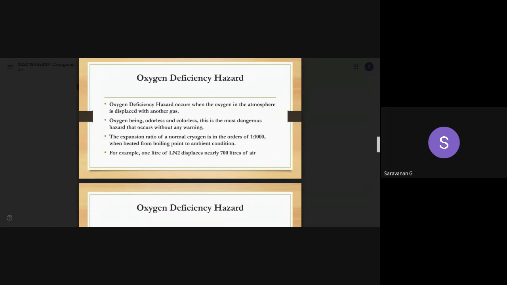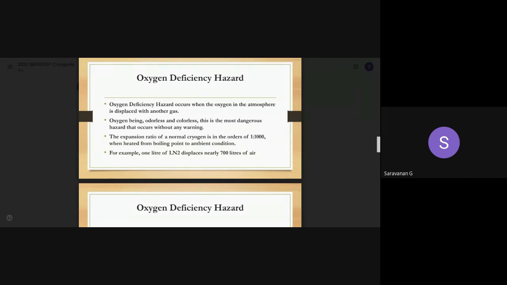Oxygen deficiency occurs when the oxygen in the atmosphere is displaced by another gas. For example, we need some amount of oxygen during this process, but instead that oxygen is replaced by another gas. Because of this there is a deficiency in oxygen, which causes hazards. Oxygen is colorless and odorless, very dangerous, and without any warning, an explosion or fire hazard can occur.